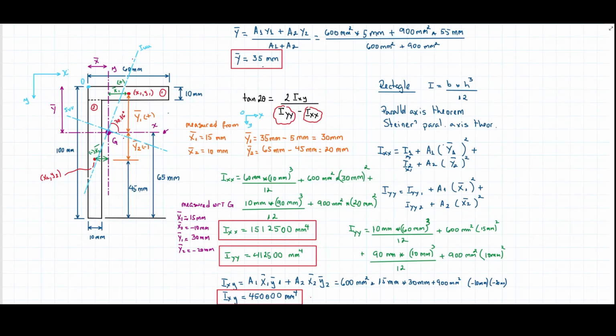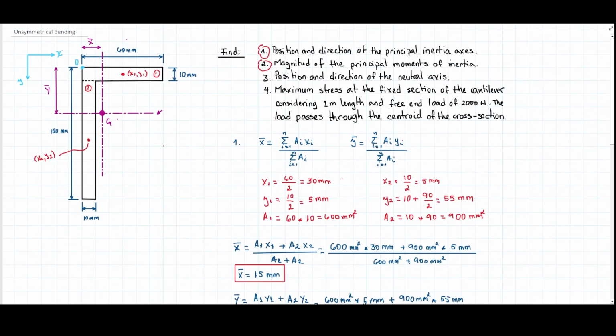Hi, welcome to the second part of the solution to this exercise that we have been discussing already. This is an L-shaped beam, and we were asked to calculate four things basically: the position and direction of the principal inertia axis, the magnitude of the principal moments of inertia after we have found those, how those principal inertia axes are oriented. And then we're asked to find the direction of the neutral axis and the maximum stresses after we have found that neutral axis.